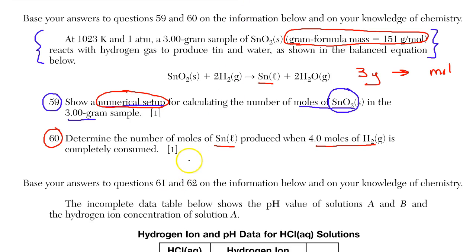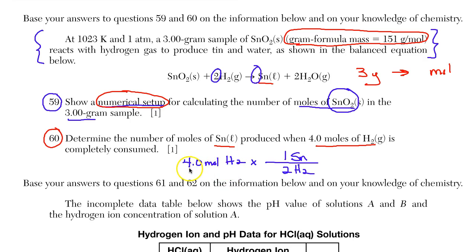I would always write down what's given to me: 4.0 moles of my H2, and they're looking for moles of something entirely different. To get rid of the H2, I'm going to put H2 on the bottom, and I want tin, and I want to use the ratios. There's nothing in front of the tin, so that implies 1. H2 has a 2 in front, that implies 2. So the ratio of moles in my balanced equation is 2 to 1, meaning I'm going to produce half as much as the hydrogen.